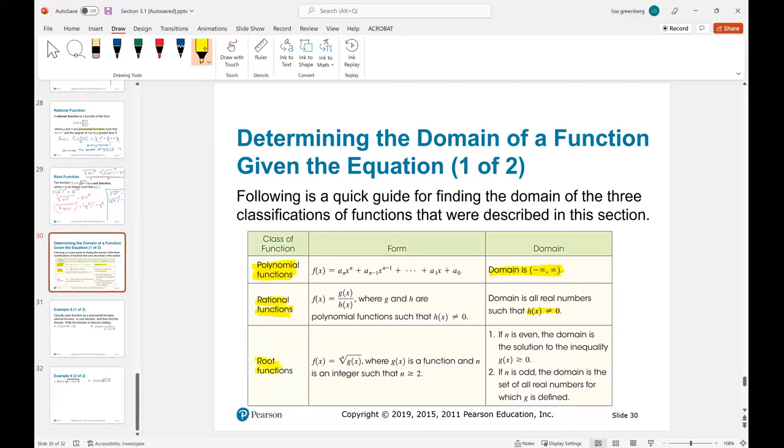So root functions, we'll actually do some of those problems in a minute, but there's two different things. If n is even, then we have to make sure that whatever's under this radical, this g of x, is greater than or equal to 0, because we can't take the square root of a negative number, right? However, if it's odd, well, we can take the cube root of a negative number.